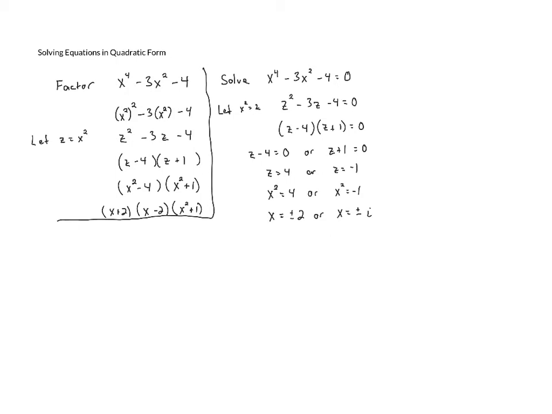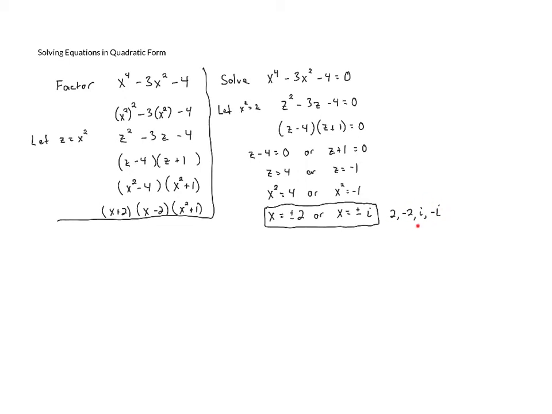So here we end up with x equals plus or minus 2, or x equals plus or minus i. This represents 4 solutions: 2, negative 2, i, and negative i. So if you are asked to enter this into a homework system as a comma-separated list, you would enter this.